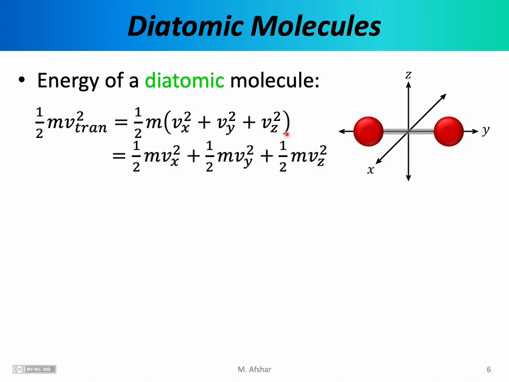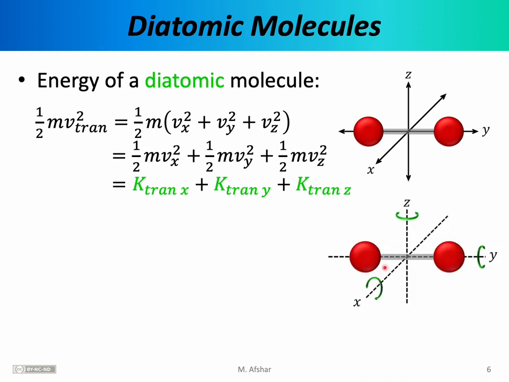In this way, we're dividing the kinetic energy into three components, which we will refer to as the x, the y, and the z translational kinetic energies of the molecule. Notice that the analysis so far for the diatomic molecule is identical to that for the monatomic molecule. The diatomic molecule can also be rotating. More specifically, it can rotate around the x-axis, the y-axis, or the z-axis.